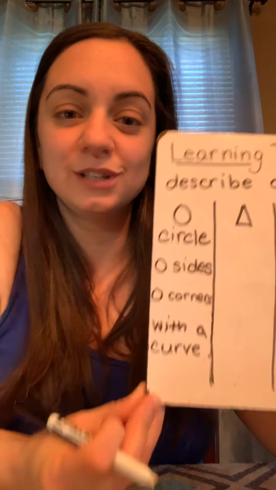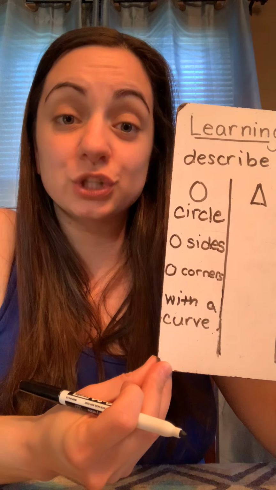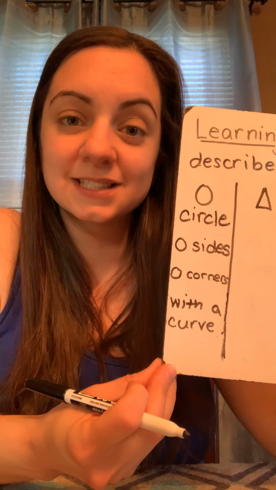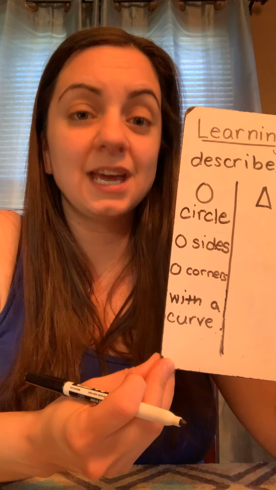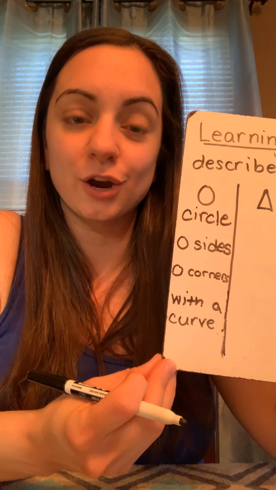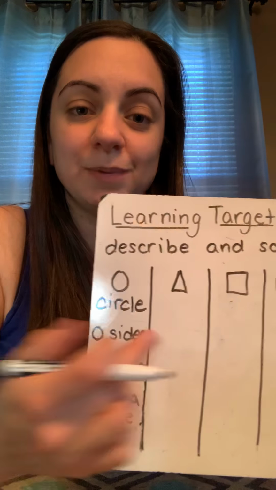So I'm going to write with a curve. Thanks. There we go. Let's look at circle again. A circle has 0 sides, it has 0 corners, and it is a shape with a curve. Let's look at the next shape here.